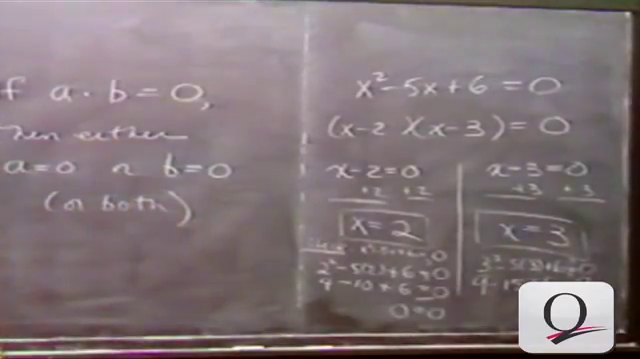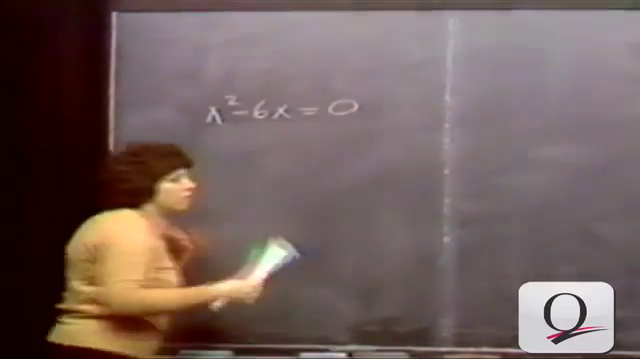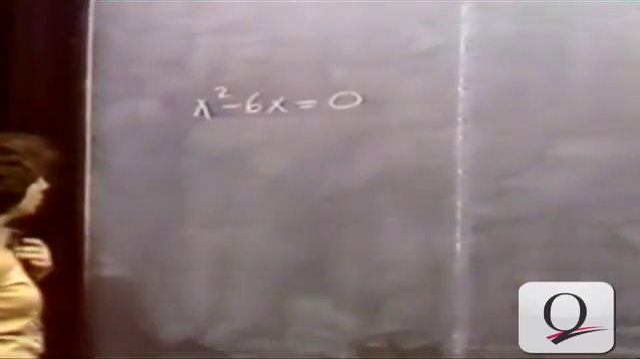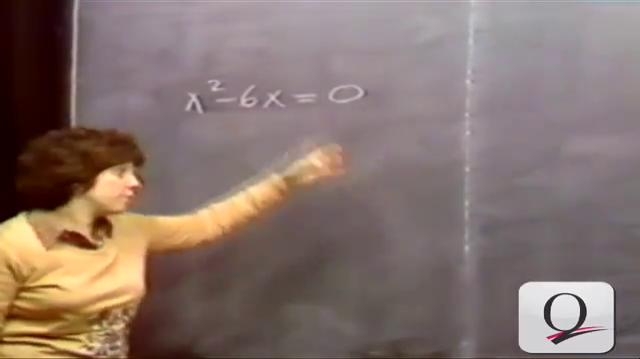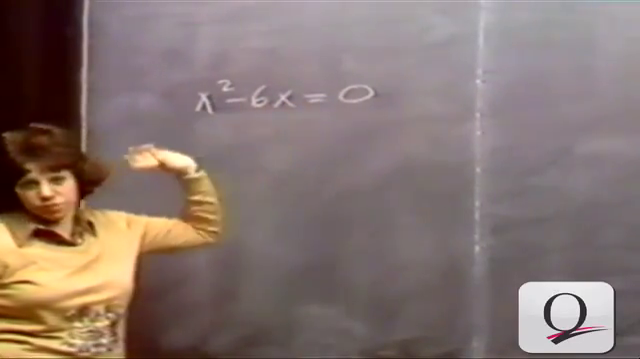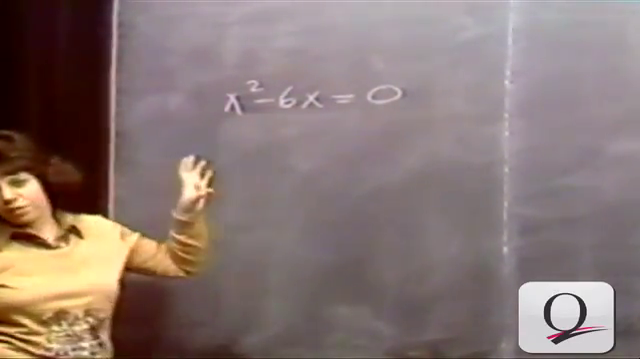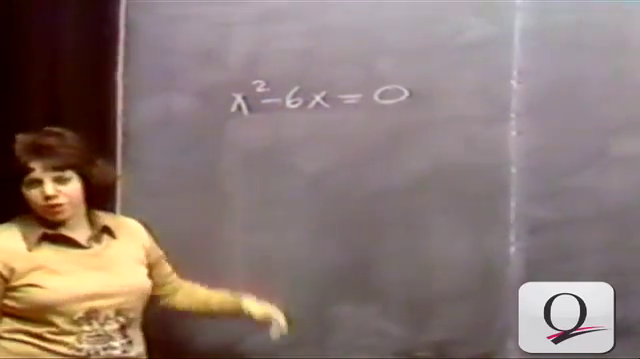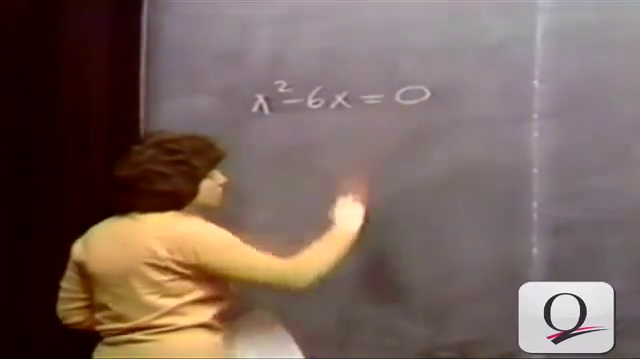Let's try another example. x squared minus 6x equals 0. Once again, we have a quadratic equation. It's in the form ax squared plus bx plus c equals 0, except c is equal to 0. The constant is equal to 0. That's perfectly okay. The only rule that we have is that a not be equal to 0, because if a were equal to 0, there would be no x squared term, and it wouldn't be a quadratic equation. But we have a quadratic equation in standard form.